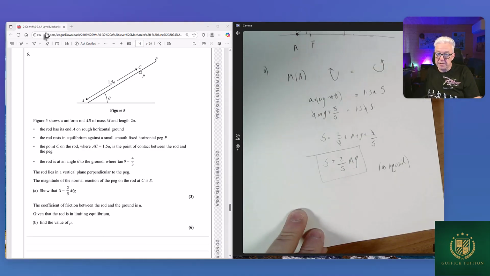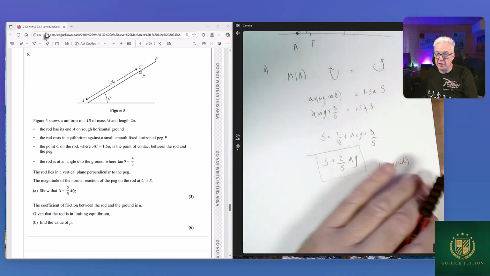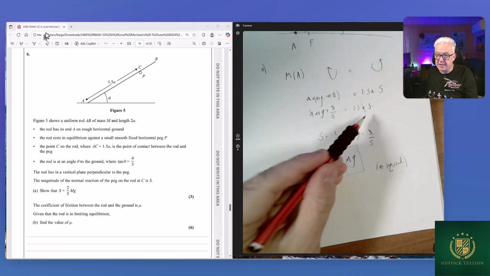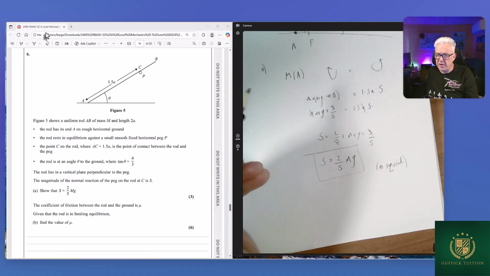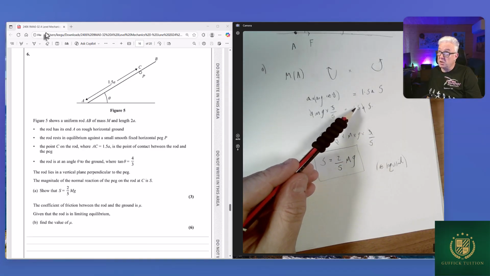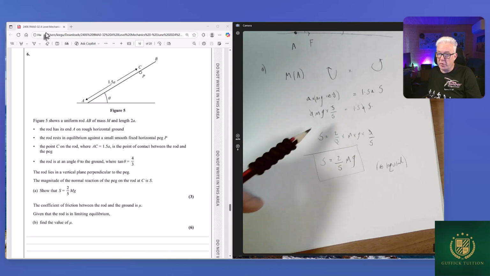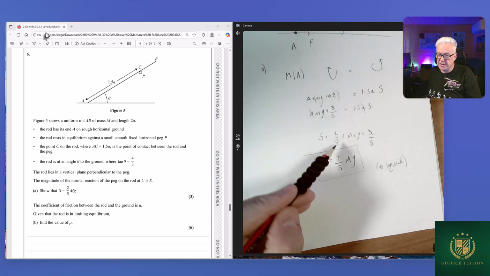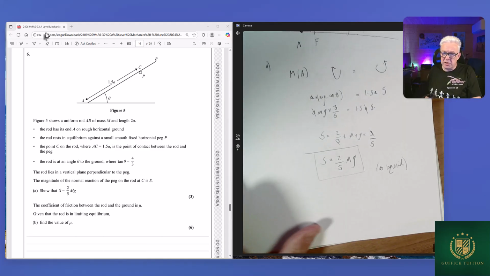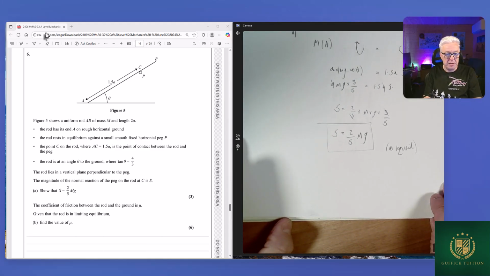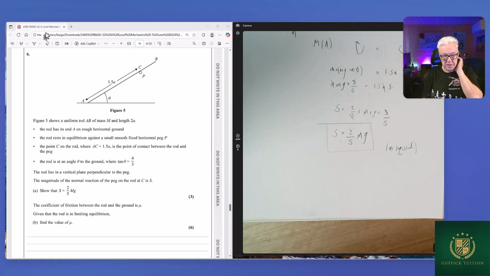Okay, that's fine. So now we can cancel out a from both sides, and we've got that S is therefore going to equal, if we times everything by 2/3, then that's going to get rid of the 1.5. So we've got 2/3 times mg times 3/5. The 3's cancel, and we get that S is equal to 2/5 mg as required. So that's our part A done for 3 marks.